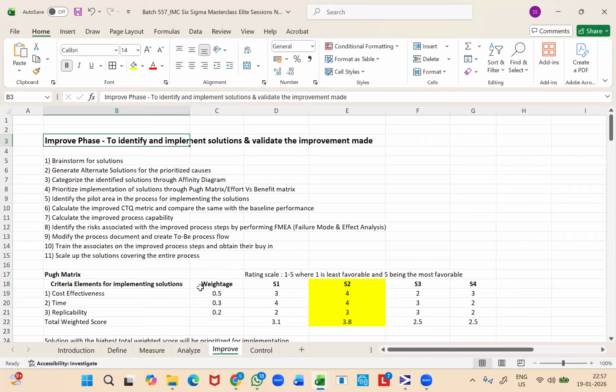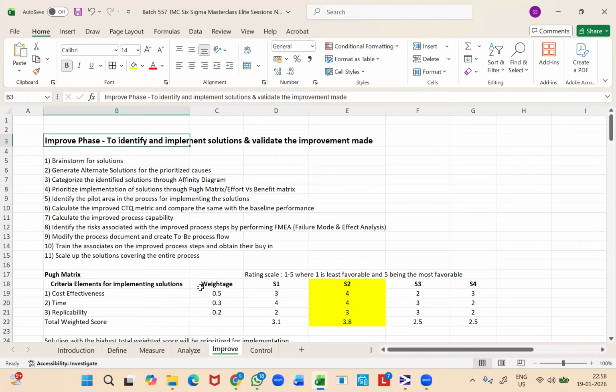So in the improve phase, the main idea is to identify the solutions for these vital few causes and then validate the improvement made, whether the solutions are working fine or not. There are certain deliverables which we need to adhere to as part of the improve phase. In the improve phase, we would again start with brainstorming for solutions. In the analyze phase, we started with brainstorming for causes. So in the improve phase, we would start with brainstorming for solutions.